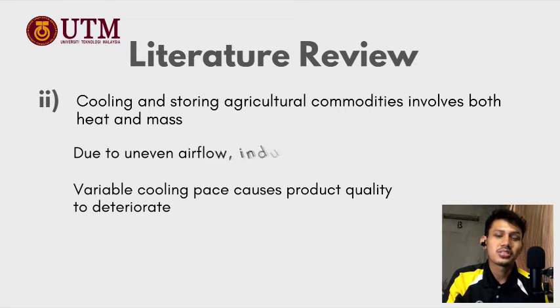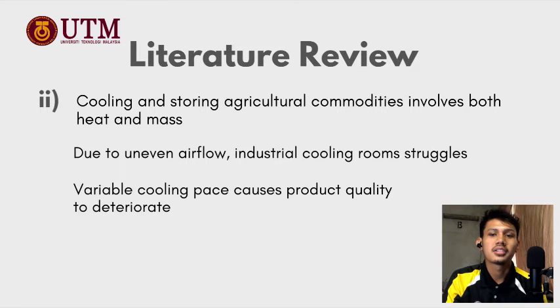In the second source, cooling and storing agricultural commodities involve both heat and mass transfer, and due to uneven airflow, industrial cooling rooms struggle to chill and store fresh goods uniformly. According to Nahor et al, the variable cooling pace and the product temperature inside a cool store cause product quality to deteriorate through enhanced respiration at higher temperatures or chilling and freezing harm at lower temperatures.